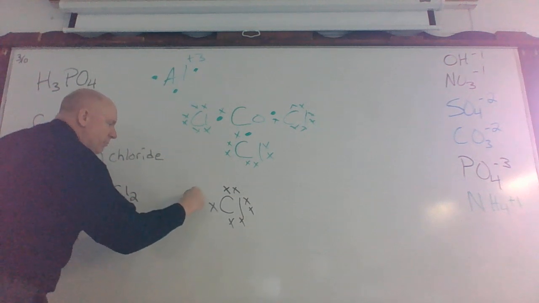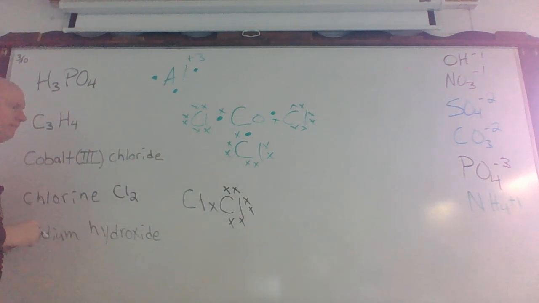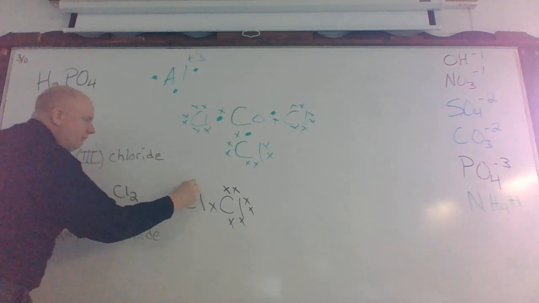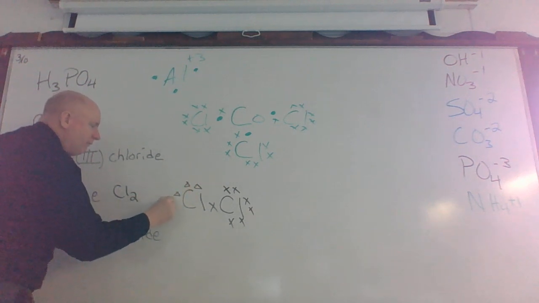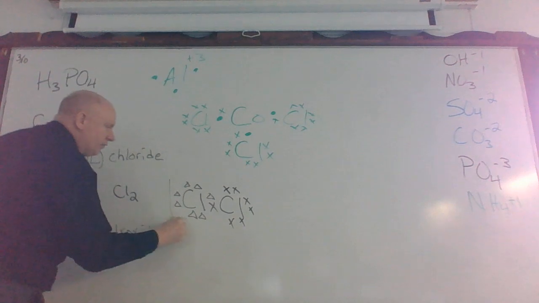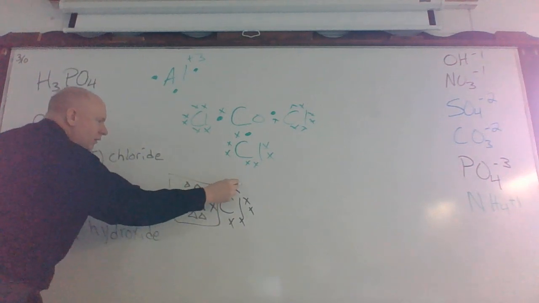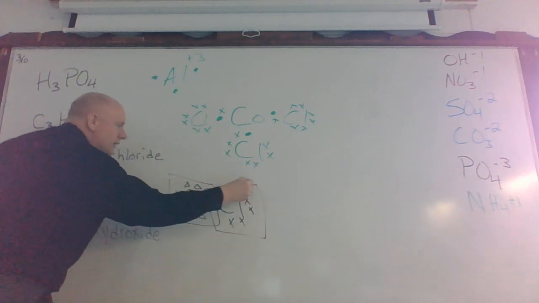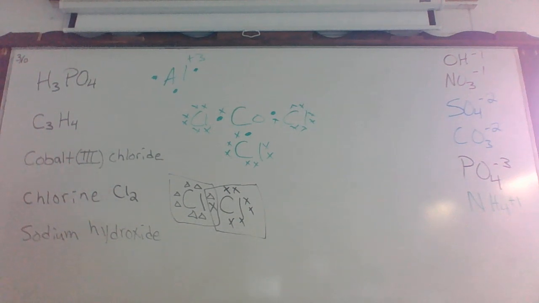So then how do we bond that to the other chlorine? This one's got 8. This one's got 8. Okay? We've just made a simple covalent bond between the two. It's covalent, it's not coordinate covalent. Okay?